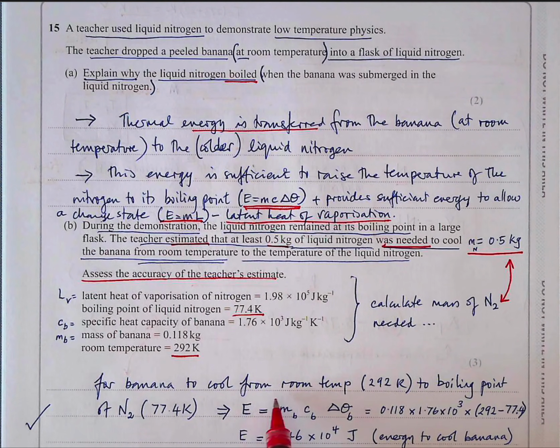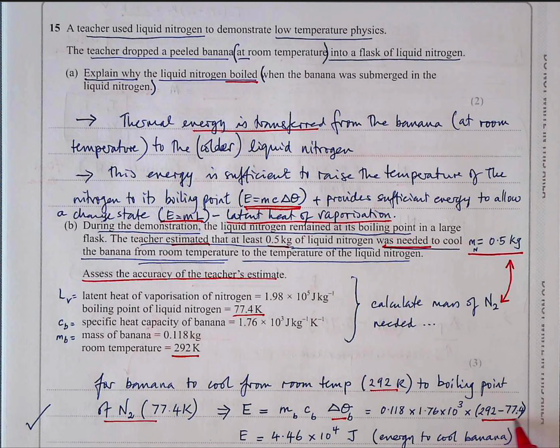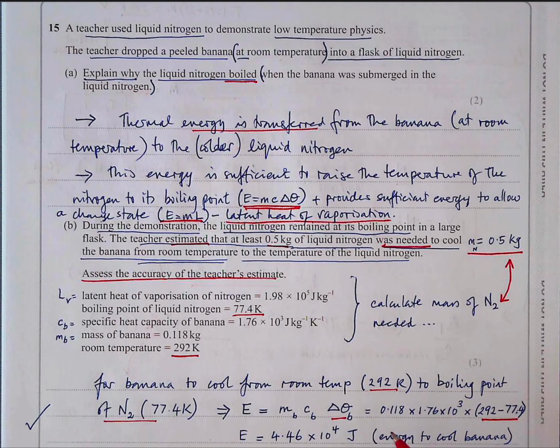For the banana to cool from room temperature, 292, to the boiling point of nitrogen, the temperature change must be 292 minus 77.4. So you have to work out the temperature change. You put in the mass of the banana and the specific heat capacity of the banana, and you come up with the energy required to cool the banana from room temperature. Once that happens, this energy must be provided by the liquid nitrogen changing state. So the energy from the nitrogen must come from the changing state, so it must be the E equals mL equation.